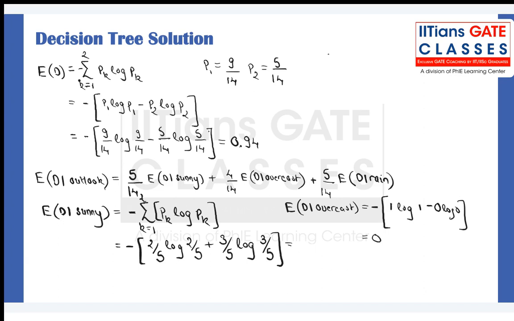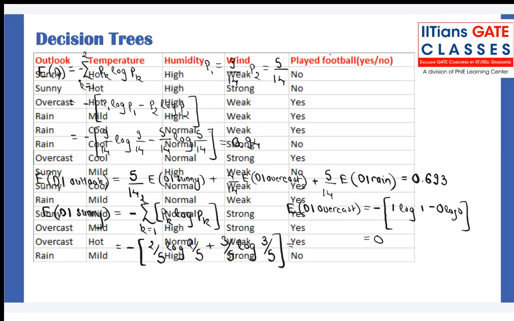then I can claim that this is a pure leaf node because you do not have to break it any further. Okay. And similarly, you will calculate for E of D given it is rainy. And then what you will get is the value of this one. If you do this average, you will get 0.693.